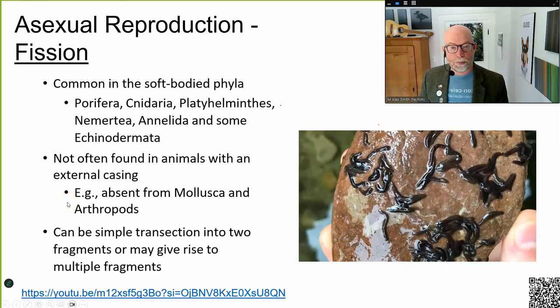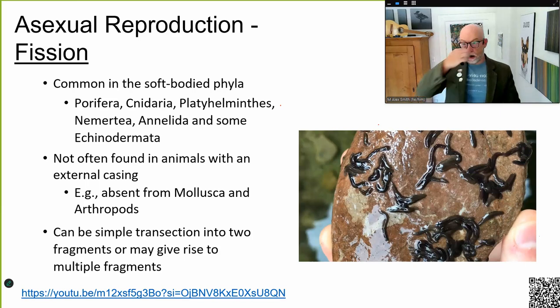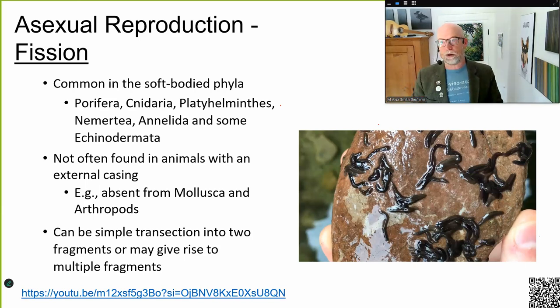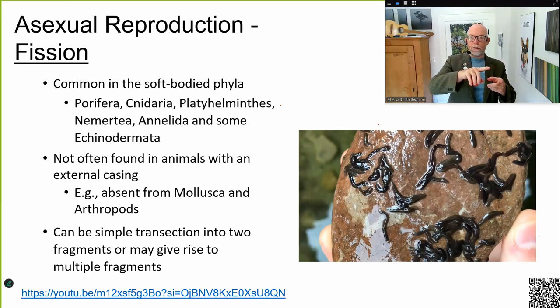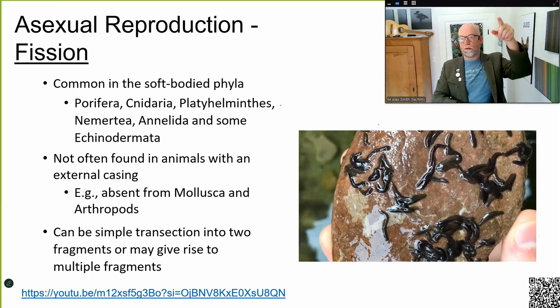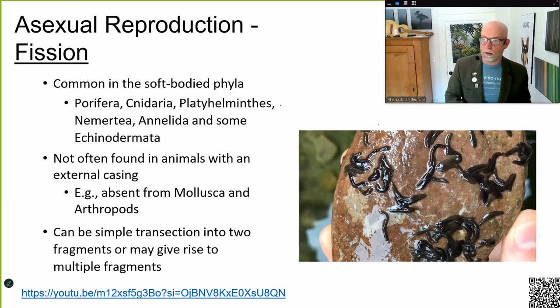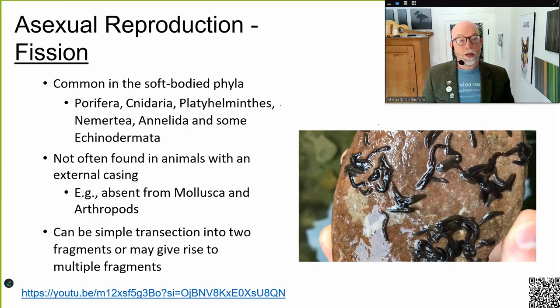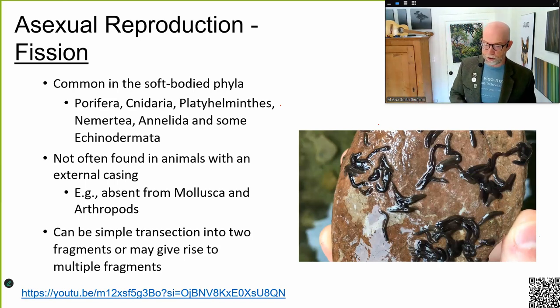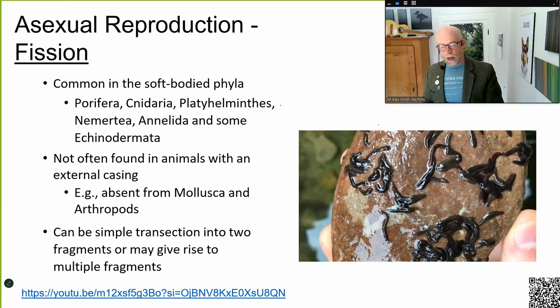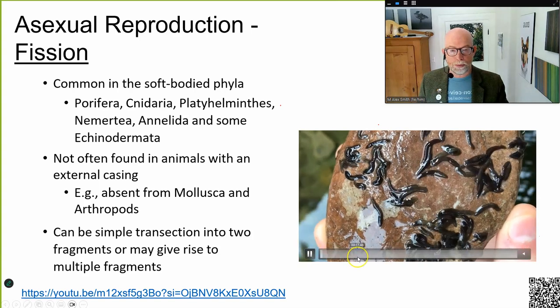When we think of asexual reproduction via fission, it's common in a lot of the soft-bodied phyla. So think about that. We've got sponges and cnidarians in the Dunn et al. phylogeny. Then we've got platyhelminthes, nemertean worms, annelids, some echinoderms. We see examples. So is fission a monophyletically distributed trait? It is not. We don't see it often in organisms that have hard external casings, so arthropods and mollusks, some of the most diverse, that is species-level, lineages, we don't see a lot of fission. And this can be a simple transection into two fragments that can give rise to one or multiple fragments.